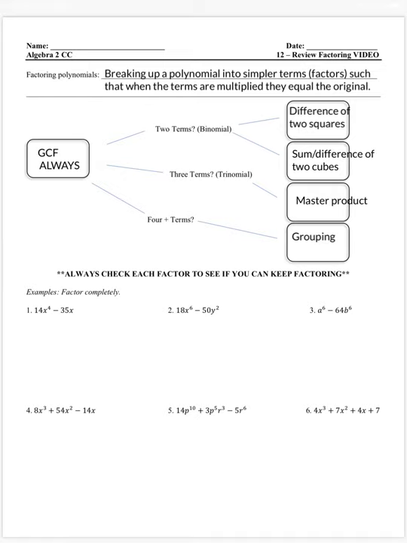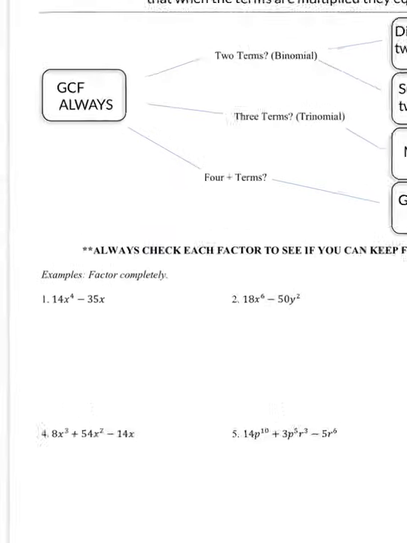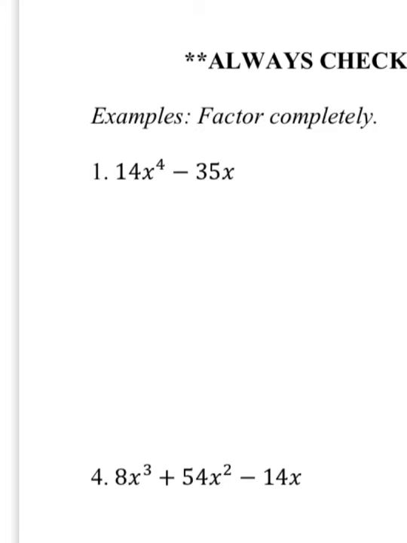Okay? So in these examples, number 1, your first example, the directions say to factor completely. So if I can do anything further, I have to do it. So my first step, I always look for a GCF. So between 14 and 35, they both are divisible by 7. And between x to the 4th and x, you can take out an x. So the way you take out a GCF is then you divide each term by the GCF to get the remaining factor. Okay, so 14x to the 4th divided by 7x.